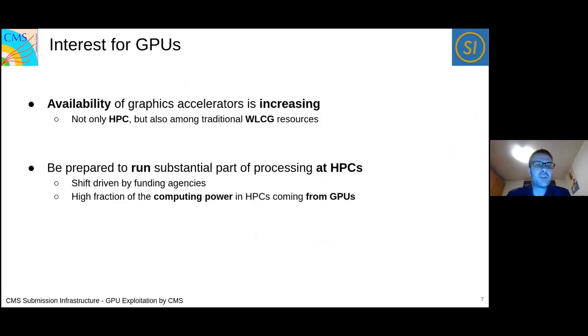And our interest for GPU is starting because the availability of graphic accelerators is increasing, and not only on HPCs, but also among traditional WLCG resources. And we want to be ready to run also a substantial part of our processing at HPCs, because we expect a high fraction of computing power will come from HPC, which is a shift driven mostly by funding agencies, and at these places we have a lot of GPUs available, and we want to profit from them.